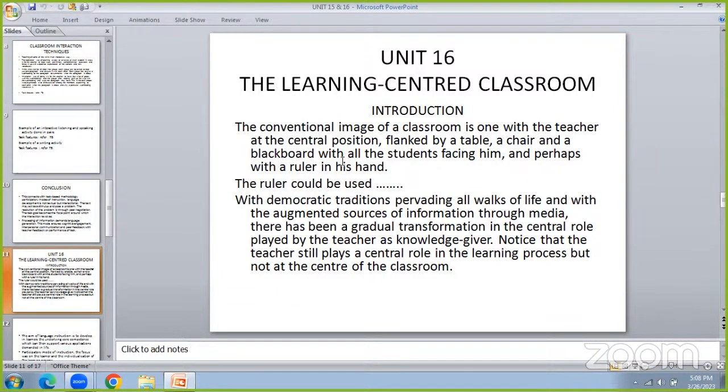Either to tap it, and the ruler could be used as a pointer to point out the matter on the board, or could be used for tapping on the table to call the class to order, or as a symbol of authority. So that's how it is. And with the democratic traditions everywhere, in all walks of life, and the augmented source of information through media, now there has been a gradual transformation in the central role played by the teacher as a knowledge giver. Notice that the teacher still plays a central role in the learning process, but not at the center of the classroom.